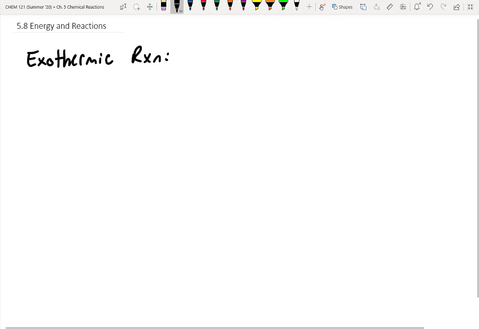All right, section 5.8 in our textbook talks about energy and chemical reactions. Specifically, we're going to look at heat energy, and there's two main terms I want you to know. The first is exothermic reaction. And an exothermic reaction is a reaction that releases heat.